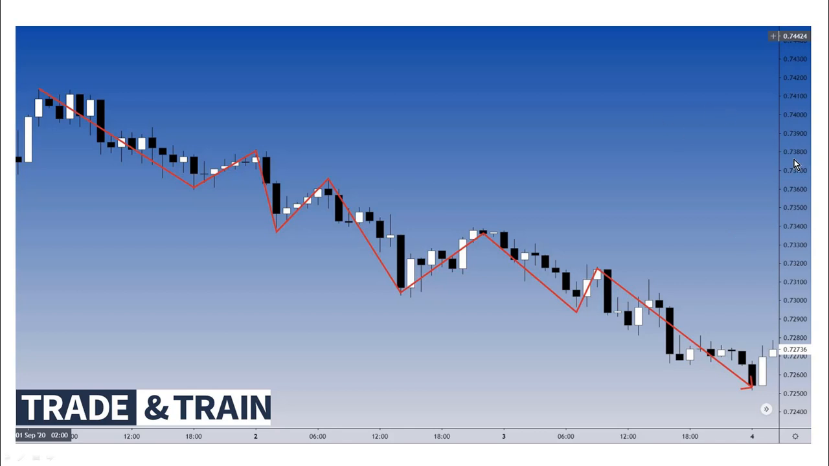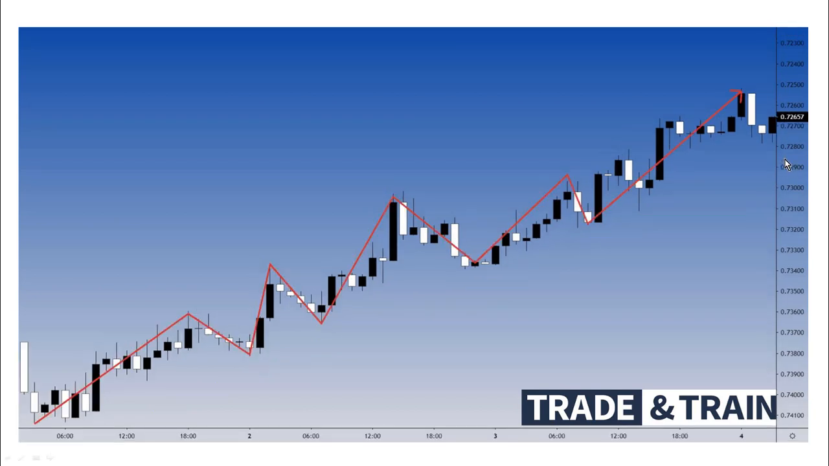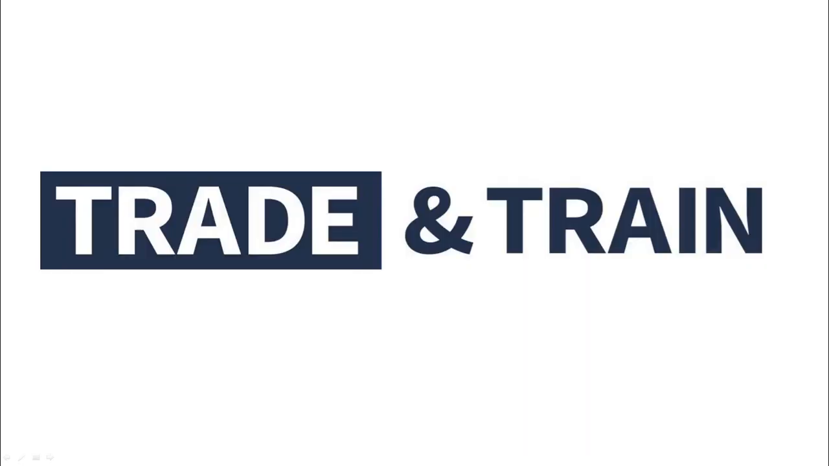Let's take a look at an uptrend. Again, you can clearly see that it's moving up on average. What might not be so obvious is the impulses and corrections, but I've drawn them in for you. And we can see we're making higher highs as price moves to the upside and higher lows. So that was your Back to Basics lesson on trends.